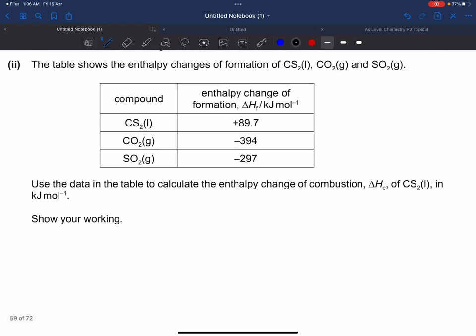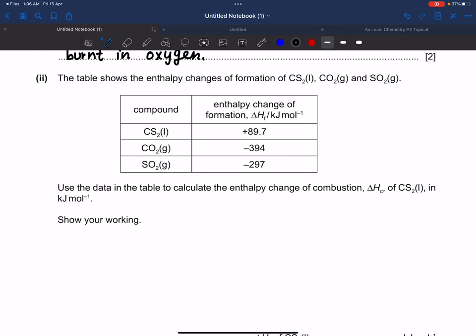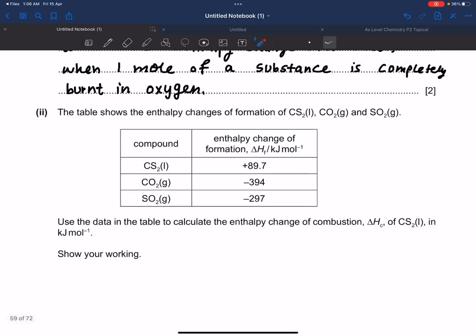Okay. The table shows enthalpy changes of formation. Remember it's formation now, of CS2, CO2, and SO2. Use the data to calculate the enthalpy change of combustion. Okay, so look, we know this equation, right?